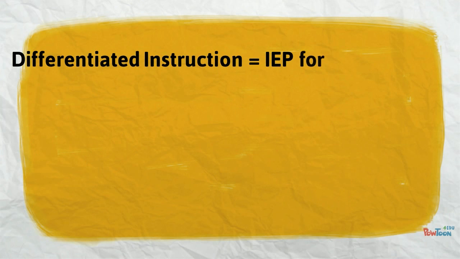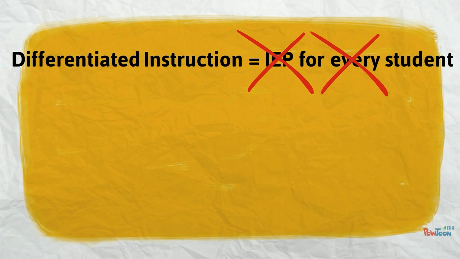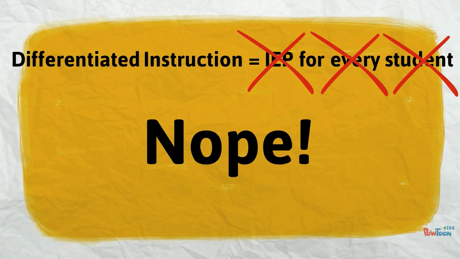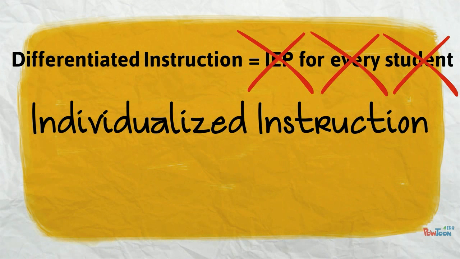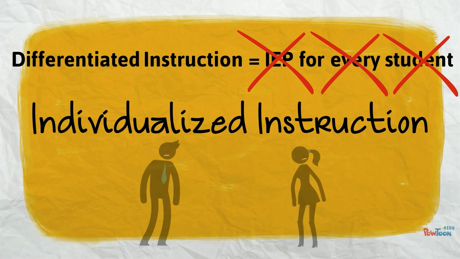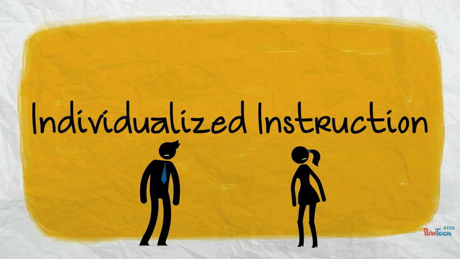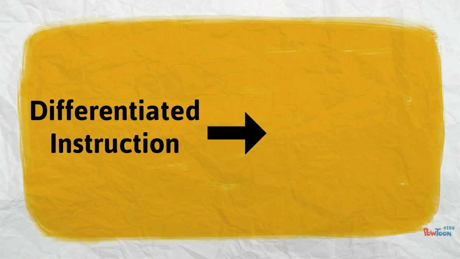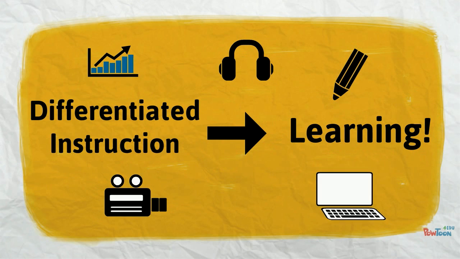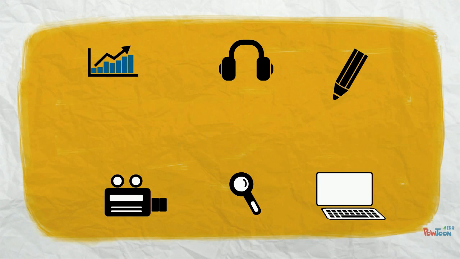Now, you're probably smart enough to deduce that differentiated instruction has nothing to do with creating an IEP for every student. We all know that this would not be plausible. In fact, it was tried in the 1970s. It was called individualized instruction. Every student was assigned something different. It didn't take long for teachers to become exhausted, as we would expect. The difference is that differentiated instruction should offer different avenues to learning, not separate levels for each learner.